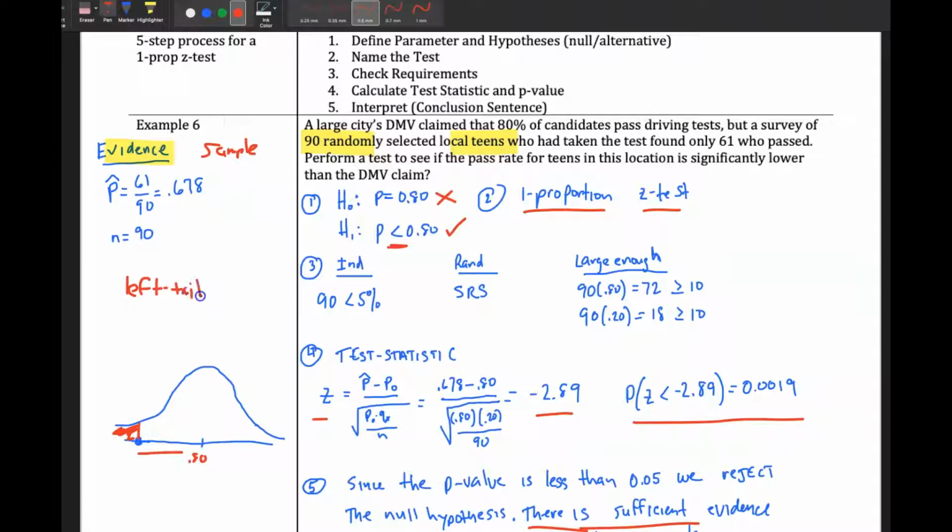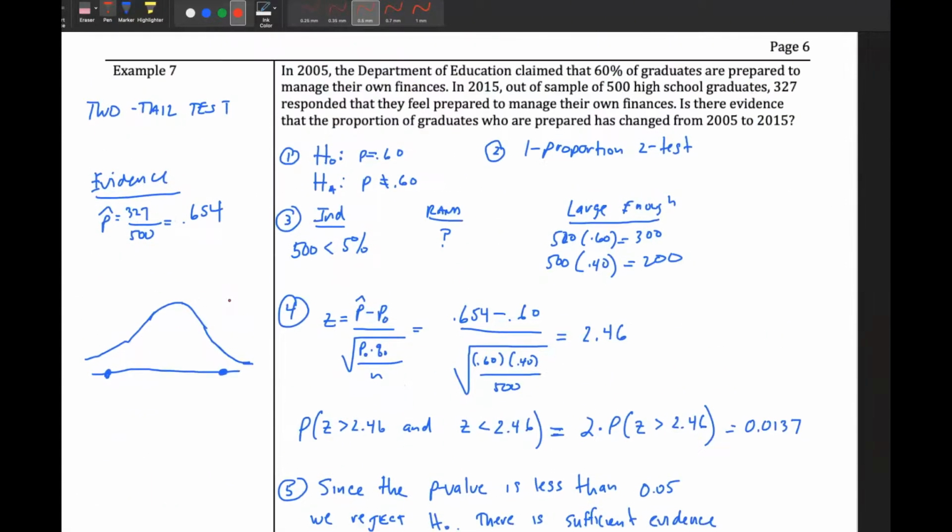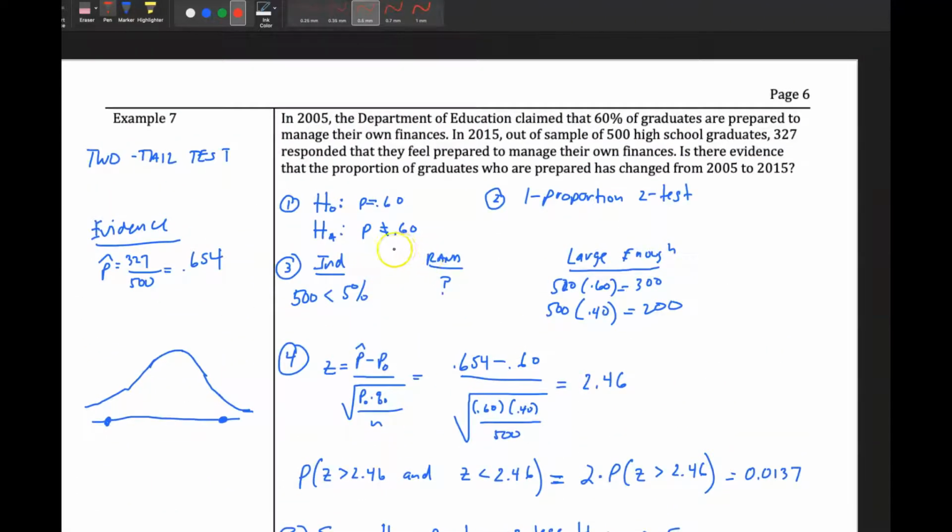And so on the next one, we're going to show you an example of a two-tailed test, because in our hypothesis, we're checking to see that there is no difference. There is no difference, that it's not equal, right? One that it equals 0.60 and one that it's not equal. One proportion z-test, since it's a z-test statistic.